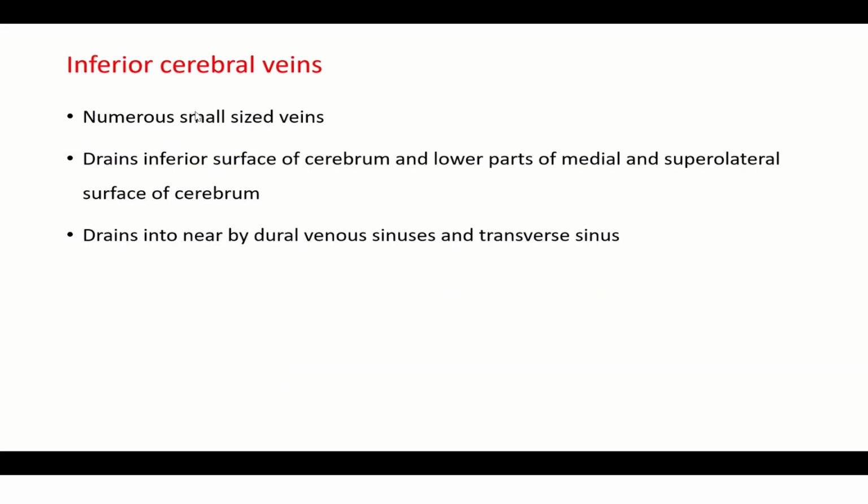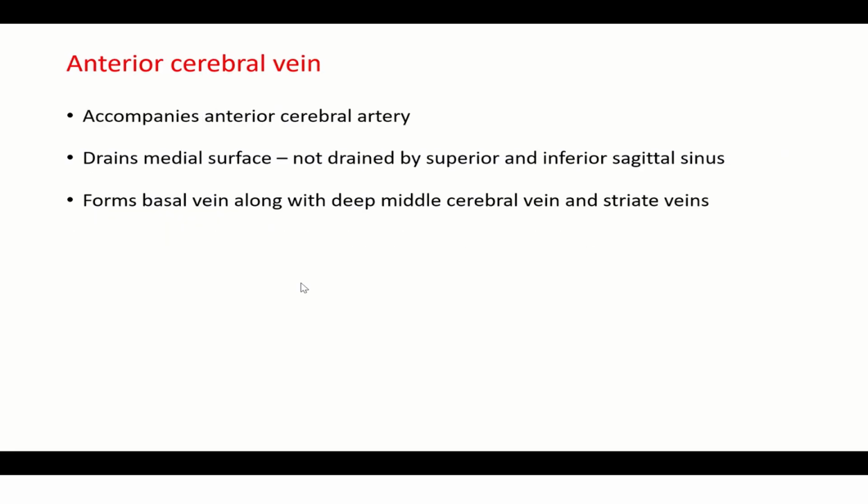Inferior cerebral veins are numerous small sized veins which drain the inferior surface of the cerebrum and lower parts of the medial and superolateral surface of the cerebrum. So mainly the inferior surface as well as lower parts of the medial and superolateral surface. Upper parts will be drained by the superior cerebral veins. They drain into nearby dural venous sinuses and the transverse sinus.